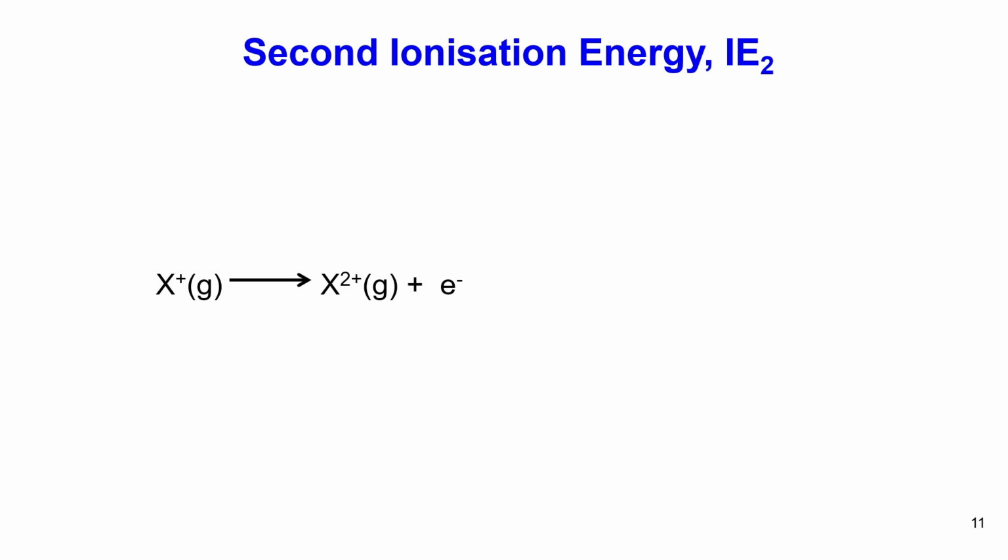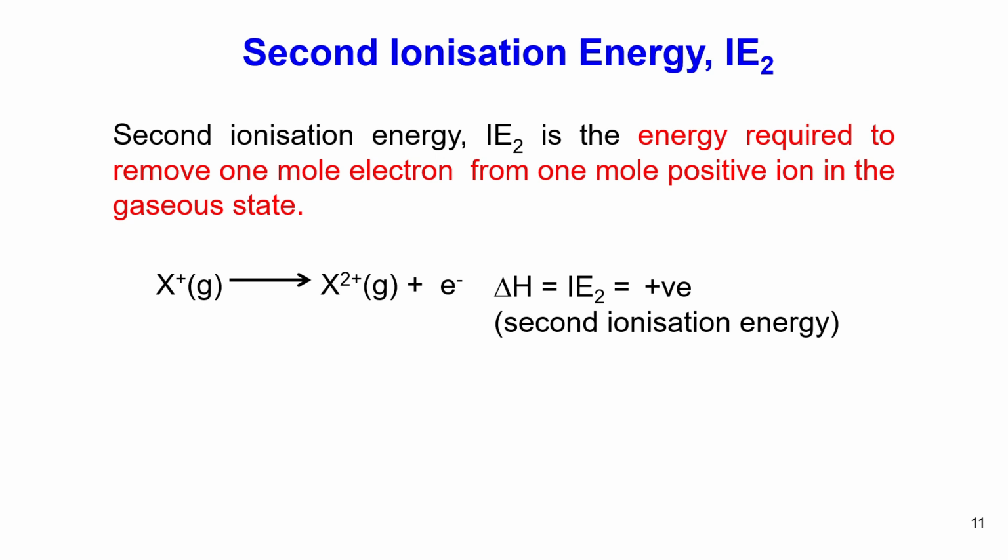Next is second ionization energy, IE2. Second ionization energy IE2 is the energy required to remove 1 mole of electrons from 1 mole of positive ions in the gaseous state. Earlier we removed from neutral for first ionization energy; now for second ionization energy we remove from a positively charged ion. It removes an electron from a positive charge, so you can see here there is a positive charge.